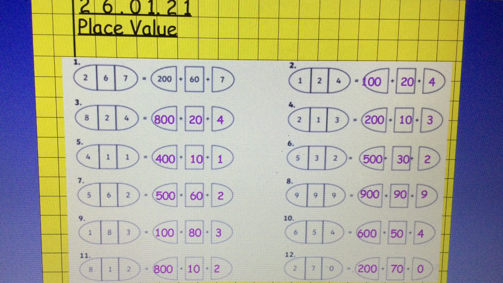And here are your answers for place value today. Pause the video now so you can mark your answers.